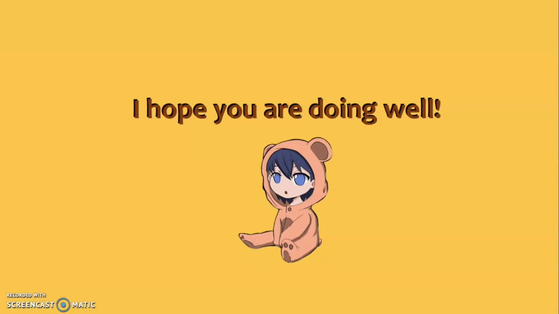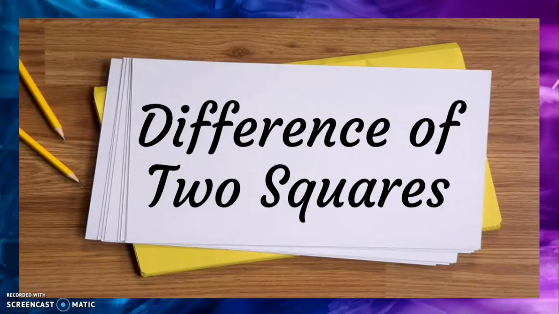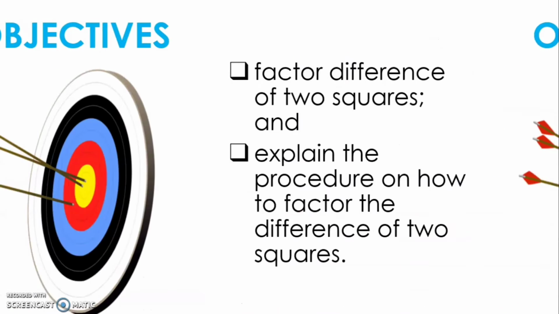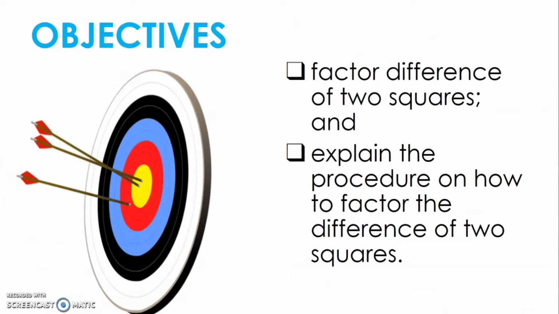Today we will be discussing another lesson which is difference of two squares. For our objectives, at the end of the discussion, you will be able to determine whether the given binomial is difference of two squares, associate difference of two squares into sum and difference of two binomials, factor difference of two squares, and explain the procedures on how to factor the difference of two squares.